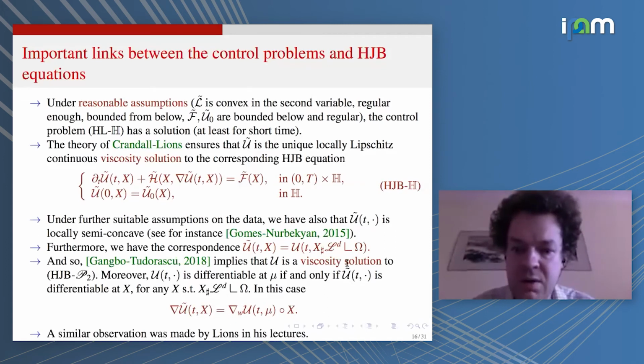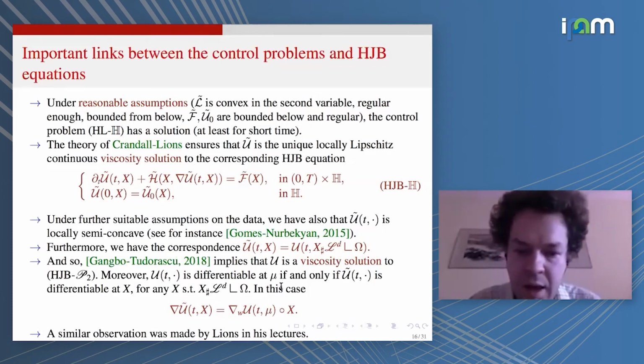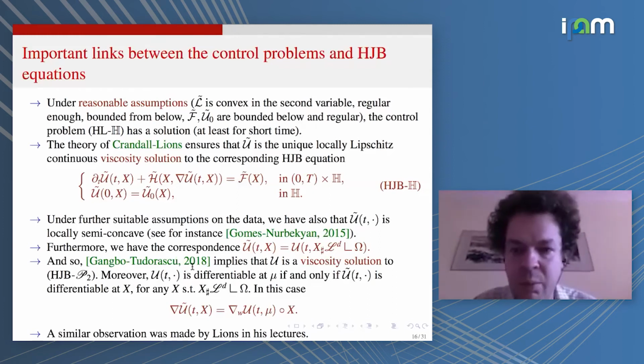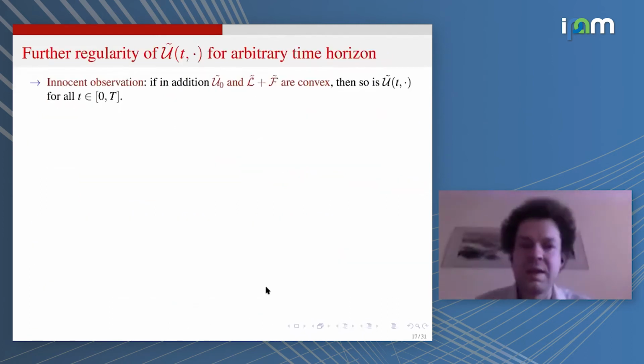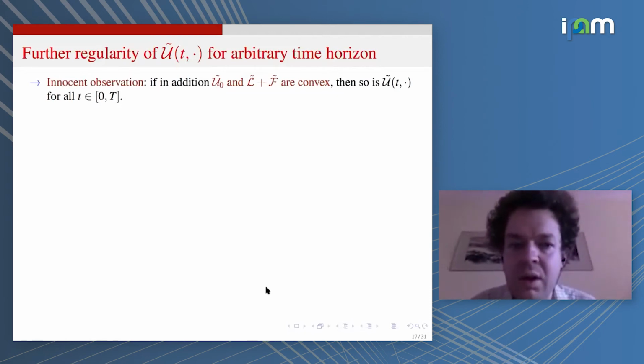However, Lions introduced the differentiability of U via this kind of differentiability of U tilde. And he assumed a little bit more. So he assumed that U tilde is continuously differentiable in a neighborhood of X. Then U is differentiable at mu. And this result of Gangbo and Tudorescu tells you a lot more, because this is true also for the subdifferentials. Okay. And what can we say more? Can we have more regularity on U tilde?